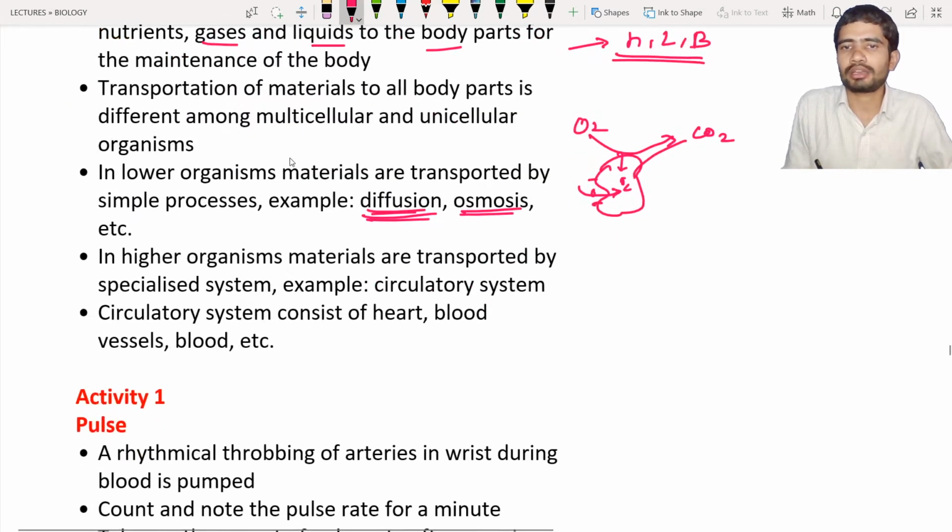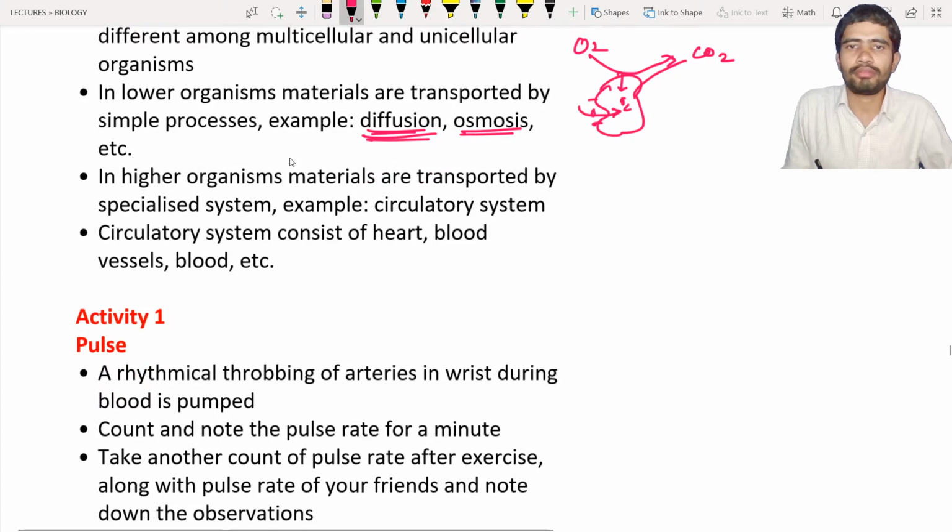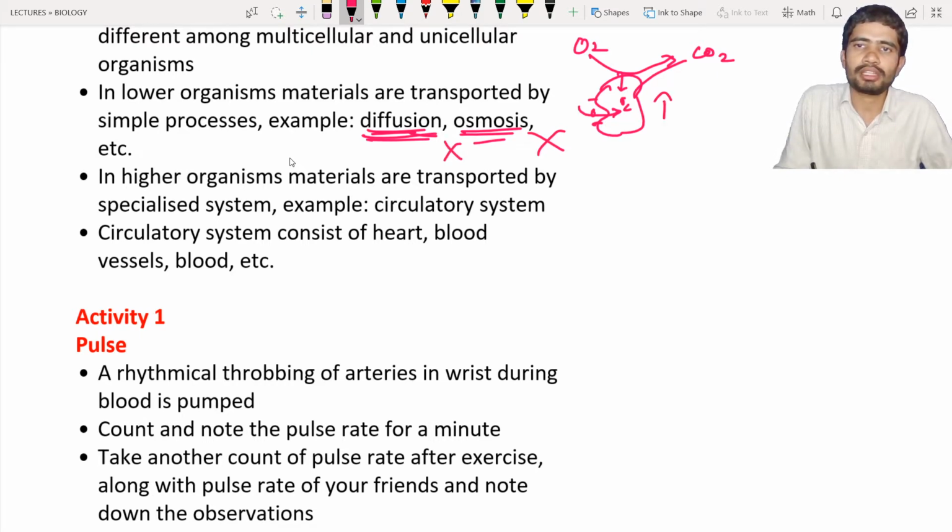In higher organisms, like human beings or buffalo or sheep, processes like diffusion and osmosis will not work. Why? Because in the amoeba it is only one cell. In human beings there are trillions of cells. To supply nutrients or gases to trillions of cells by diffusion is highly impossible.